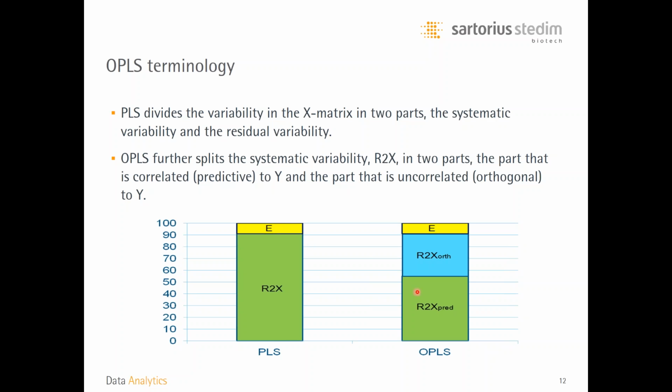OPLS is then able to further split this systematic variability in two parts. The part that is linearly correlated or predictive to the Y, and the part that is uncorrelated to the Y but still systematic variation among the samples.